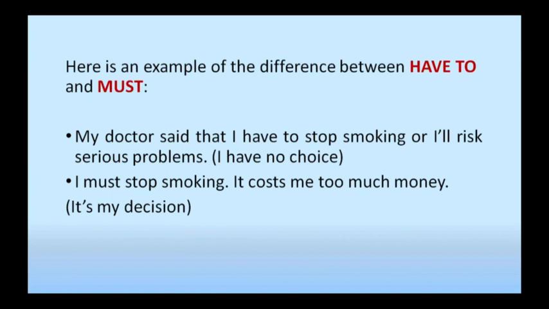Here is an example of the difference between have to and must. My doctor said that I have to stop smoking or I'll risk serious problems. And I must stop smoking. It costs me too much money. In the first sentence, we can see that I have no choice because my doctor told me to stop smoking. In the second sentence, it's my decision to stop smoking because I spend a lot of money on cigarettes.